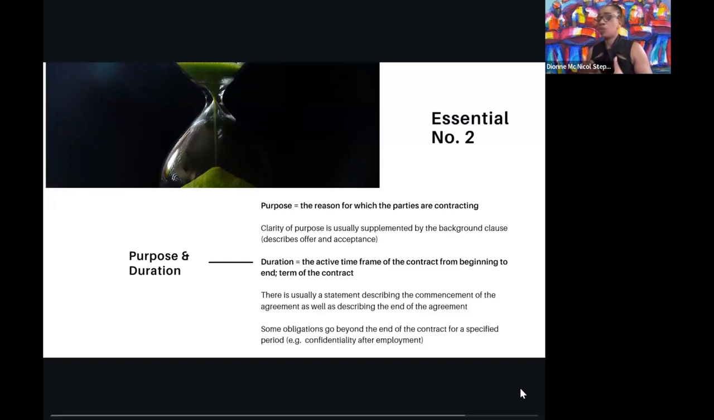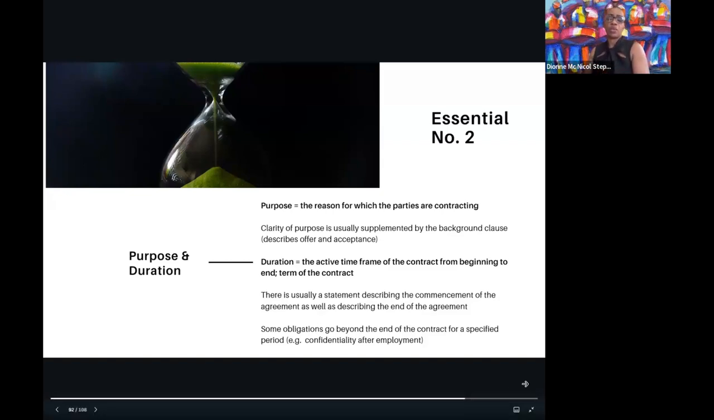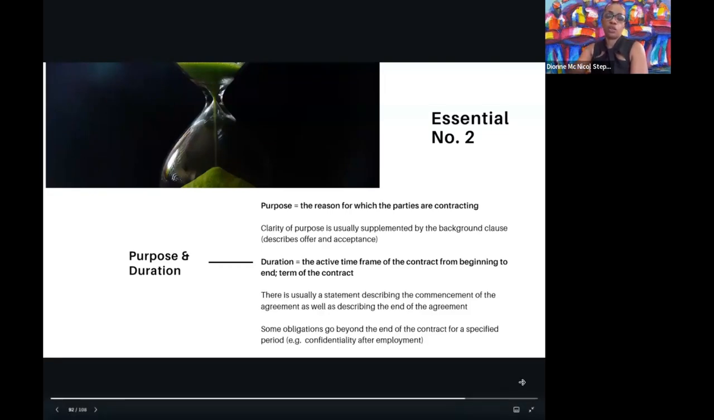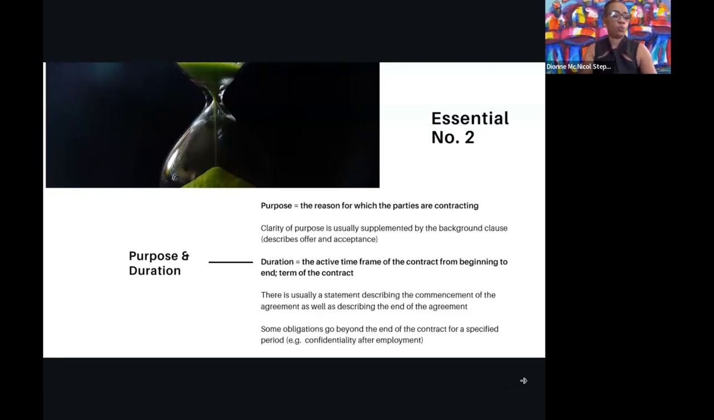Some obligations in a contract will go beyond the end of the contract for a specified period. And this in particular, I want to point out confidentiality after employment. Remember, I was speaking about utilizing the confidentiality agreements with your team as you're designing. So it's safe to have a clause inside of there that speaks to a sunset period, so to speak. So even, let's say, for 2 years after you leave, you still are obligated to remain confidential, or indefinitely. You're required to remain confidential of the information that would have been shared with you.